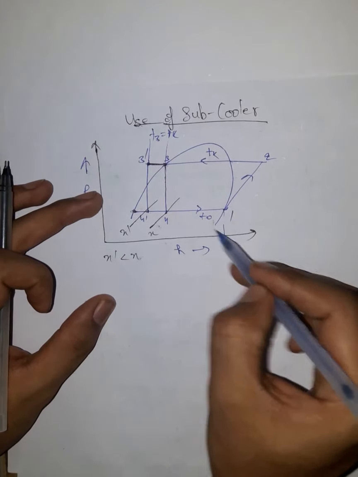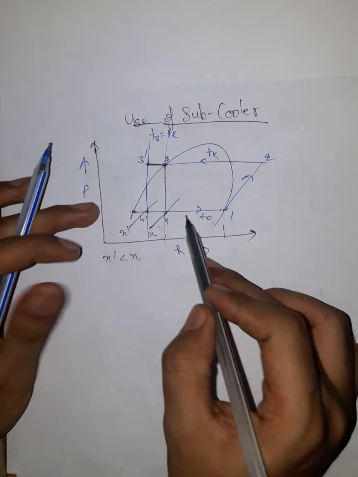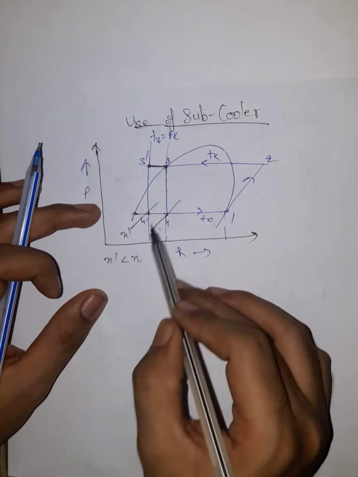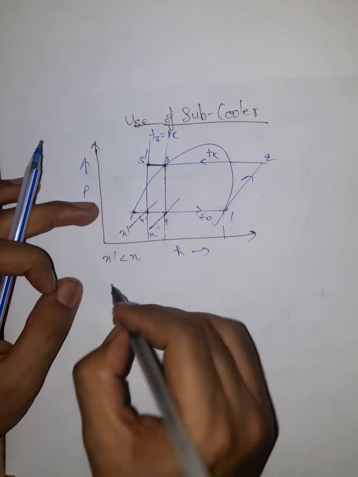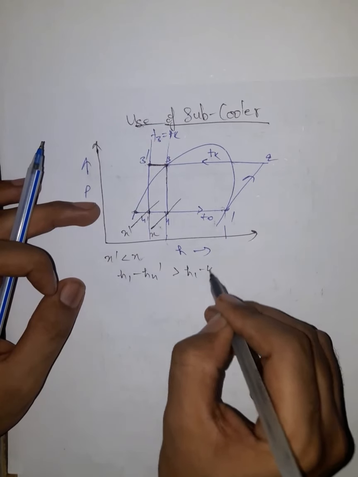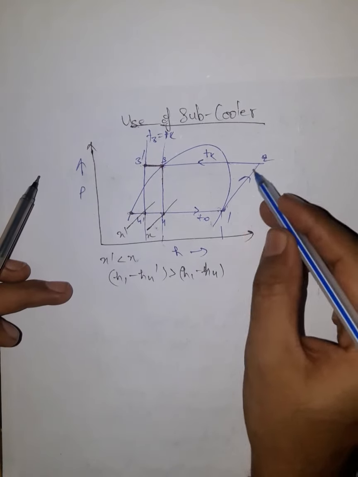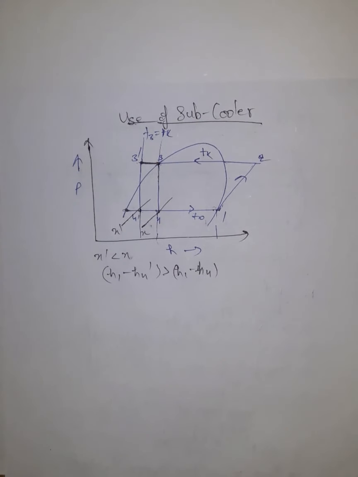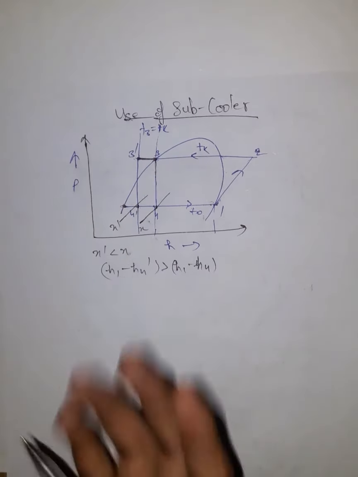So let us extend these lines. Now what does this line 4 to 1 indicate? It represents the refrigerating effect in the particular process. Now we see that due to this subcooling, the refrigerating effect has increased from 4 to 1 to 4 dash to 1. That means we now have the refrigerating effect as H1 minus H4 dash, which is greater than H1 minus H4. So due to subcooling, our refrigerating effect has increased, and the compressor work has remained the same. So this is the benefit: using a subcooler increases the refrigerating effect and in turn the COP.